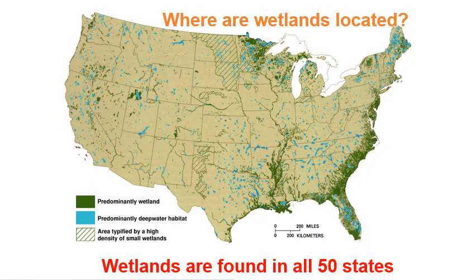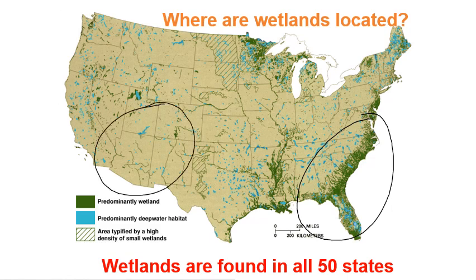Now, where are wetlands located? This is an idea or a concept that I want you to understand. Wetlands are found in all 50 states, and they're important in all 50 states. Now, obviously, you look at this map and you see there are a lot more wetlands here than there are here, because in the east it is a lot wetter. It rains a lot more.